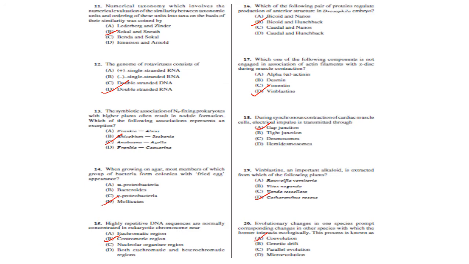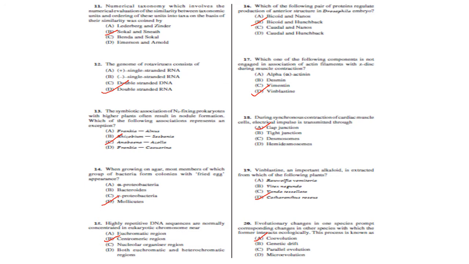The next one, vinblastine is an important alkaloid extracted from which of the following plants? Vinca rosea or Catharanthus roseus. Answer is option D. Then, evolutionary changes in one species prompt corresponding changes in other species with which the former interacts ecologically. The process is known as.